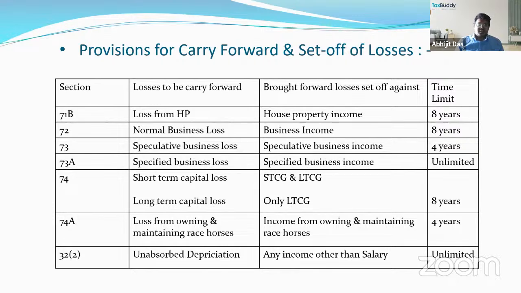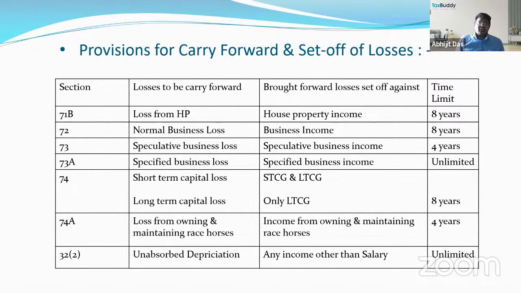According to section 73, any carry forward speculative business loss will be adjusted against the speculative business income of the subsequent period, and the time limit available for such adjustment is 4 years. According to section 73A, any carry forward loss of specified business can be adjusted against the specified business income in the subsequent year, and there is an unlimited time period available for such adjustments.